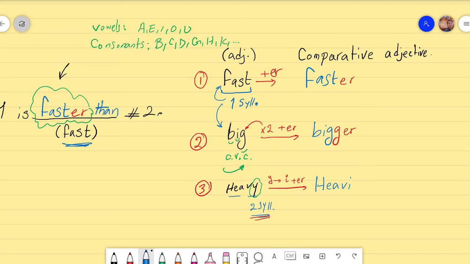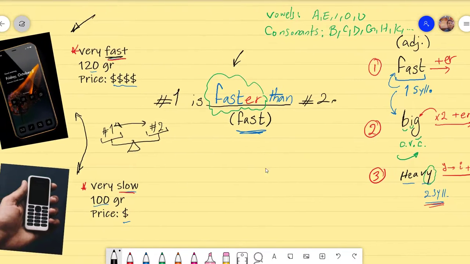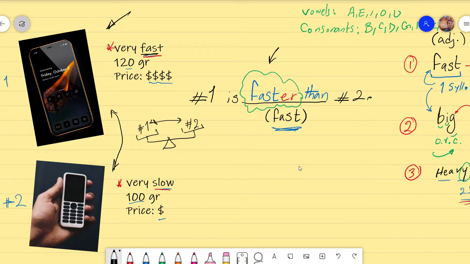Heavier. Like this. Oops, let me write it with red. Heavier. Like that. Perfect. So now let's take a look at these 2 phones again. Phone number 1, phone number 2. So for the first one, very fast, very slow. So we said number 1 is faster than number 2.